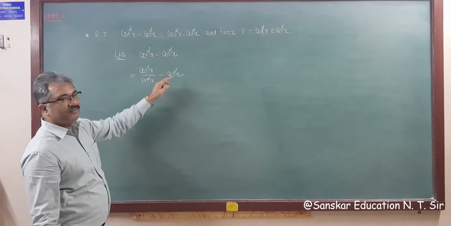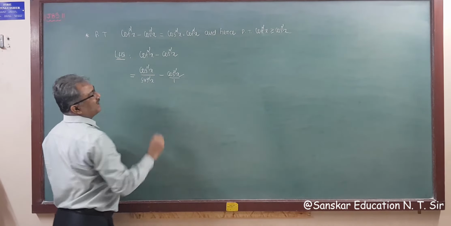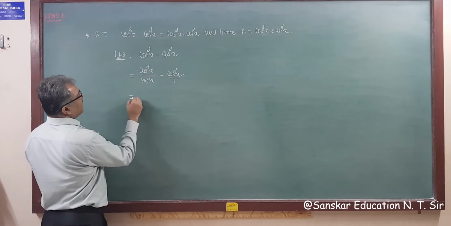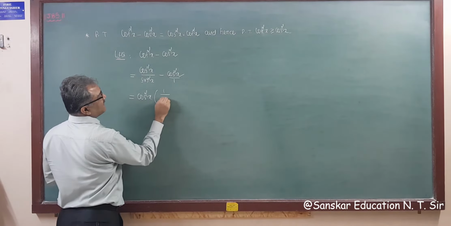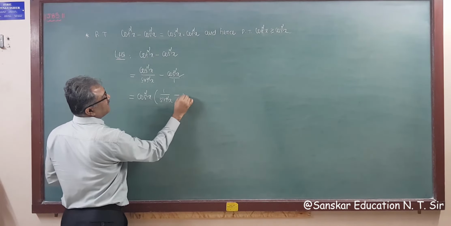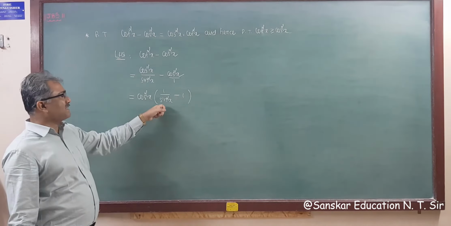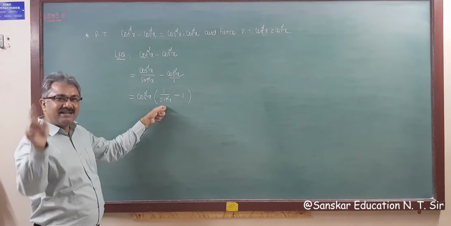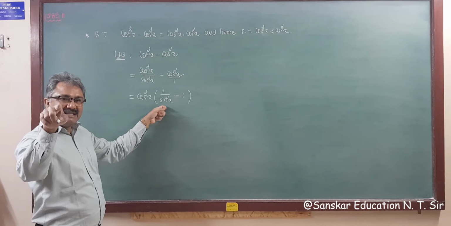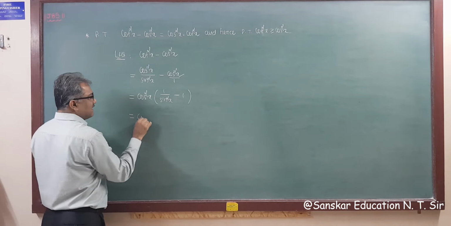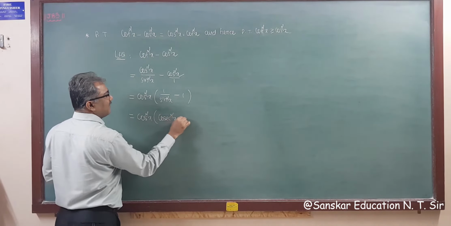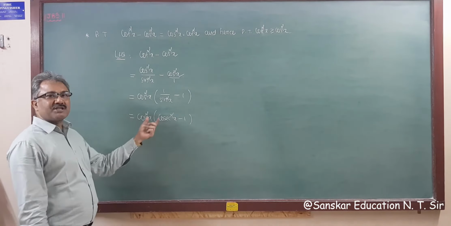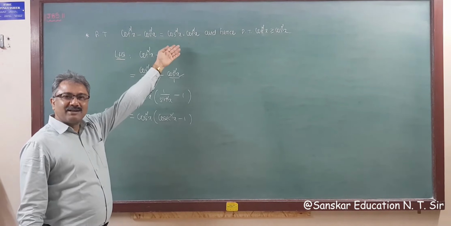Now cos is common, so taking cos square x common, because there is a 1 in the denominator, so this is cos square x, and the remaining will be 1 upon sin square x minus 1. Now the reciprocal of sin is cosec, so this is cos square x into cosec square x minus 1, and cosec square x minus 1 is cot square x. That is your answer.